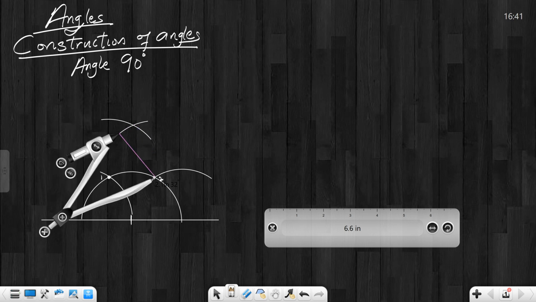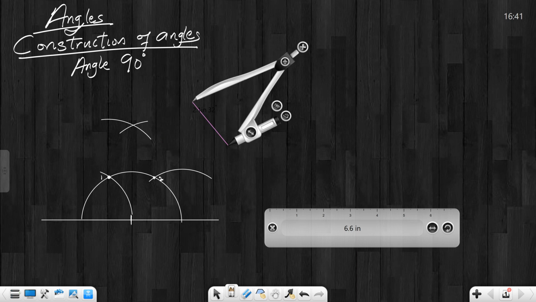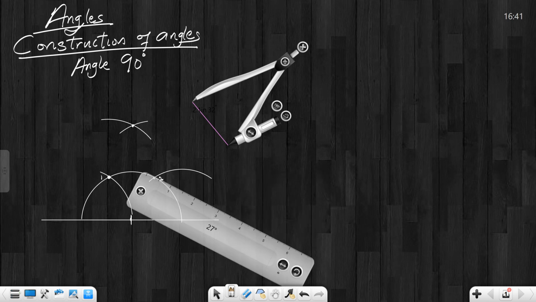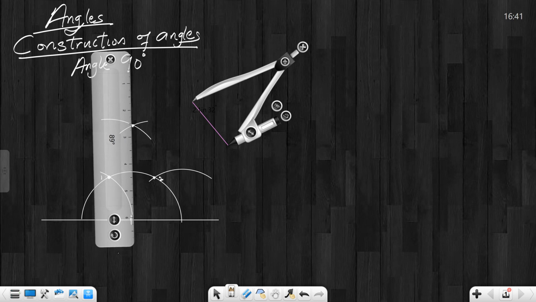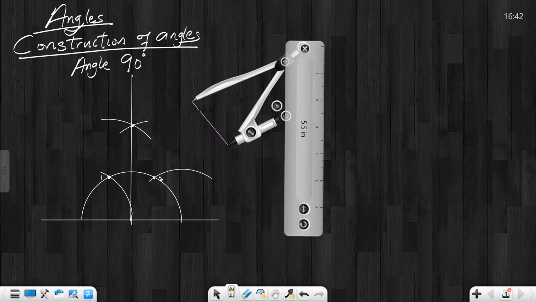So here, I cut it like that. So that is my 90 degree. Now I'm going to join this point to my starting line. So that's how to construct 90 degree. This and this, they are both 90 degree.